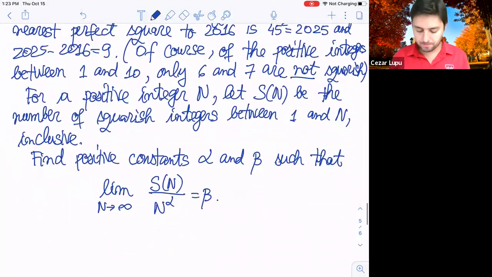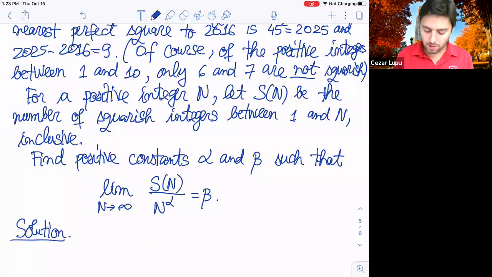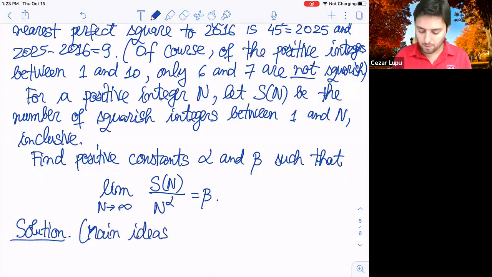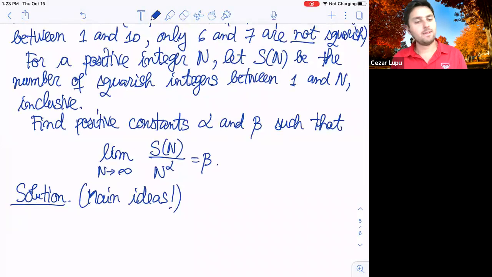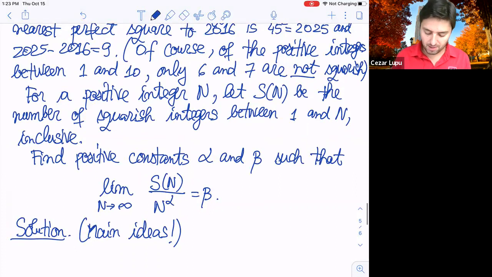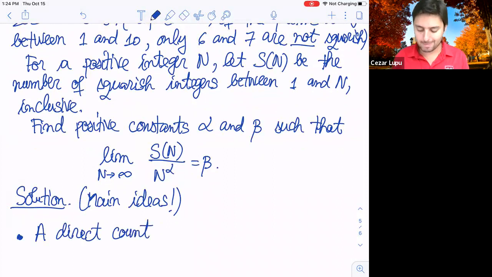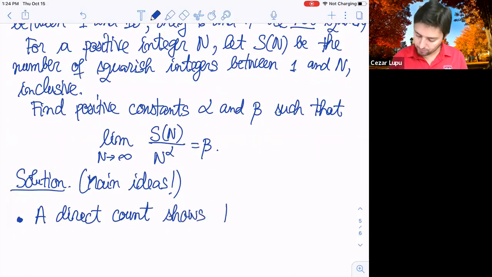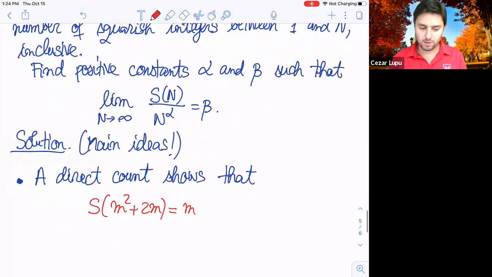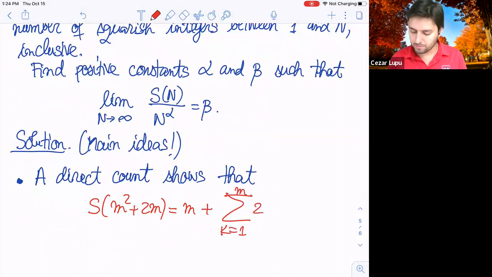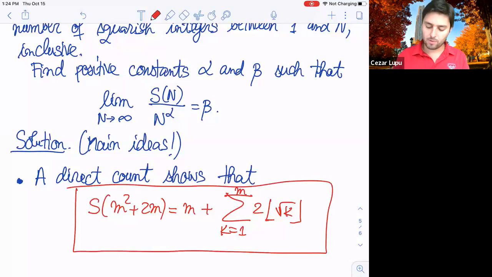And let me tell you the main ideas. You can actually count them directly, so I'll leave this to you. The first main idea is that a direct count shows that we have the following: S of m squared plus 2m is nothing else than just m plus the sum from k equals 1 to m of 2 times the nearest integer of square root of k. So that's the formula. You first prove it; it's just a count.